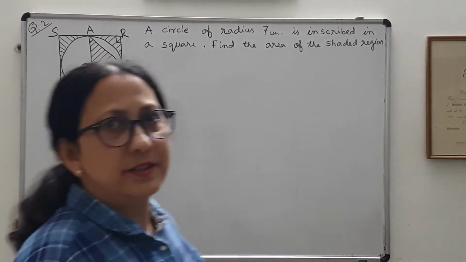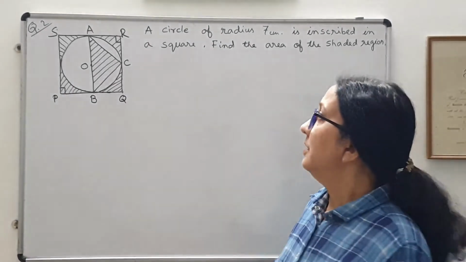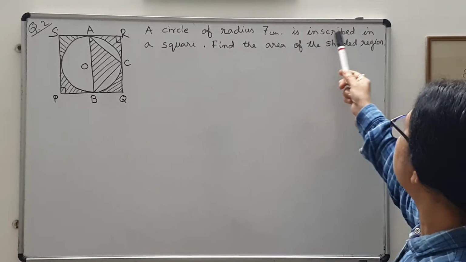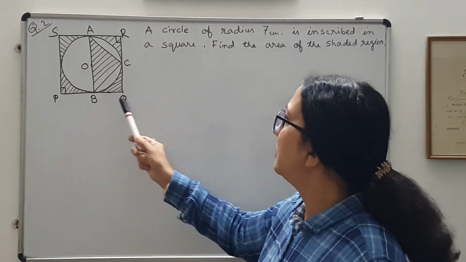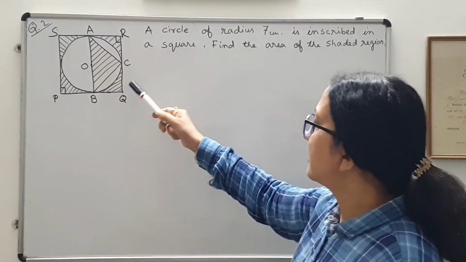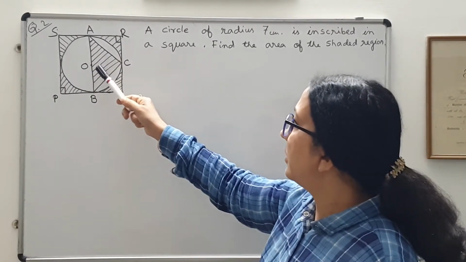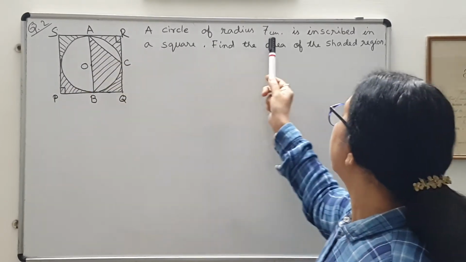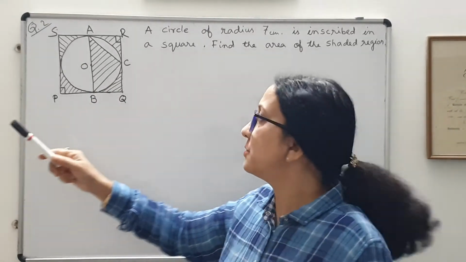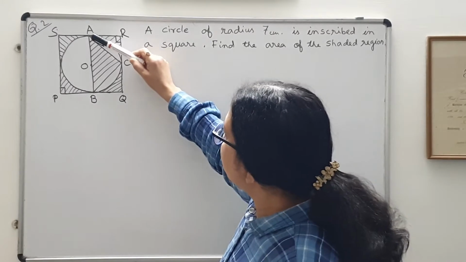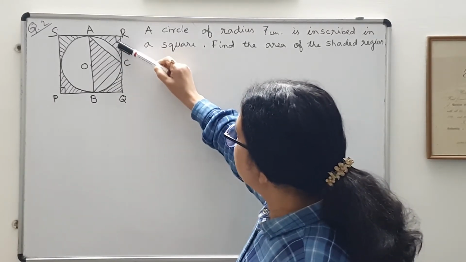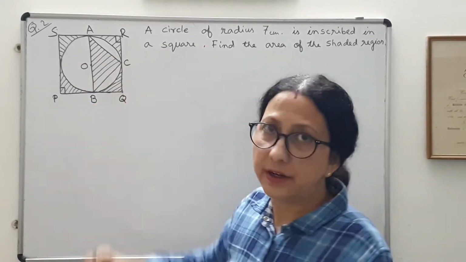So the next question that I have taken is a very simple one. What is the question? A circle of radius 7 centimeter is inscribed in a square. So PQRS is a square and this circle is inscribed in it, and the radius of this circle is 7 centimeter. What you have to do is find the area of the shaded region. What is the shaded region? That is the area of the triangle ABC and these areas 1, 2, 3, 4.